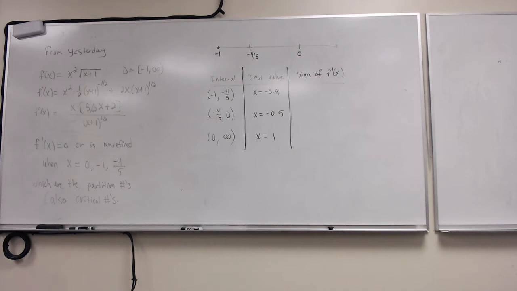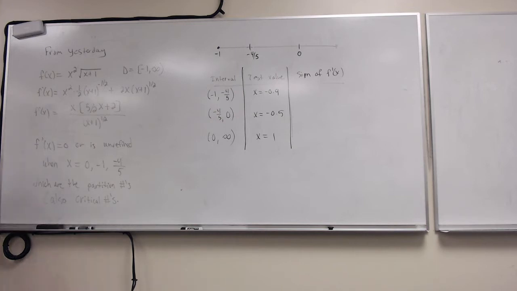Okay, and then I also talked a little bit about finding what are called the partition numbers or critical numbers, which tell you possibly where a function is going to change from increasing to decreasing. It's a place where the derivative might change sign. So first of all, a partition number is just a number where the derivative is 0 or undefined. A critical number is just a partition number that's also in the domain of the function. And we'll talk a little bit more about what's special about critical numbers as opposed to partition numbers.